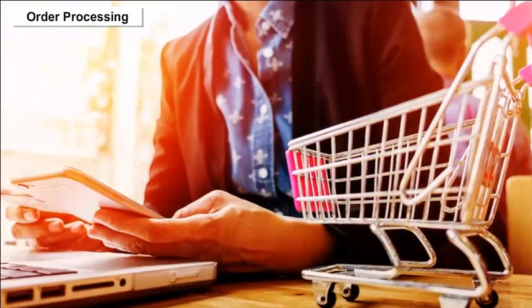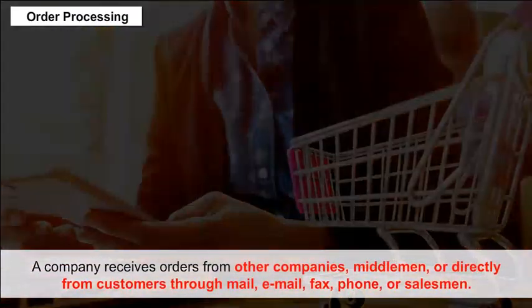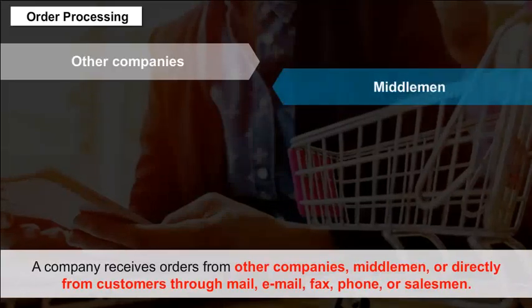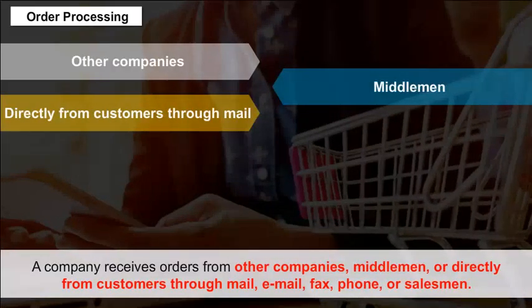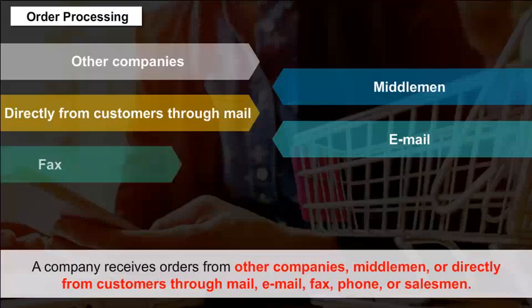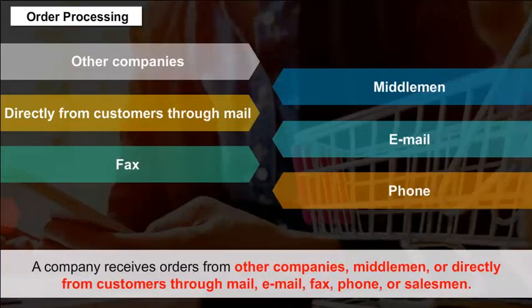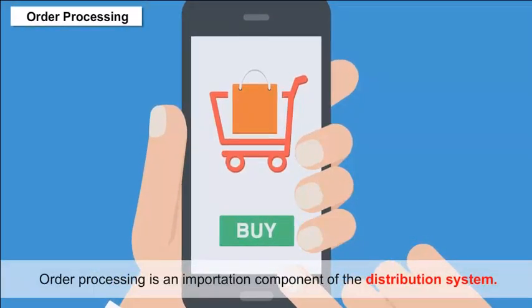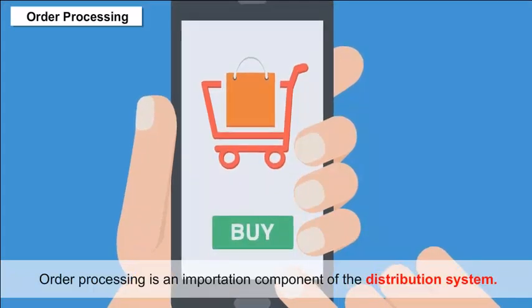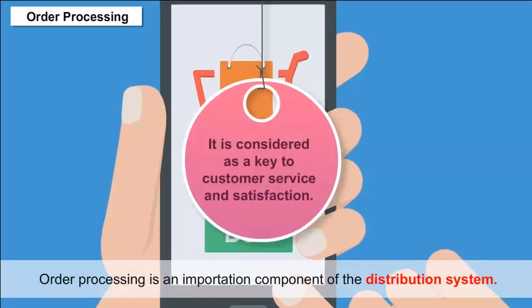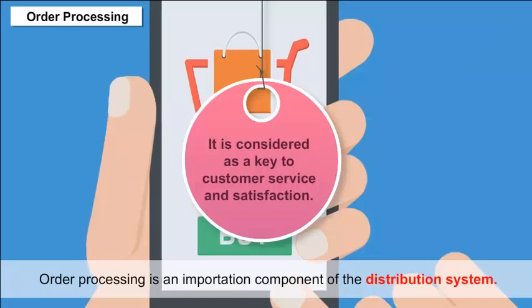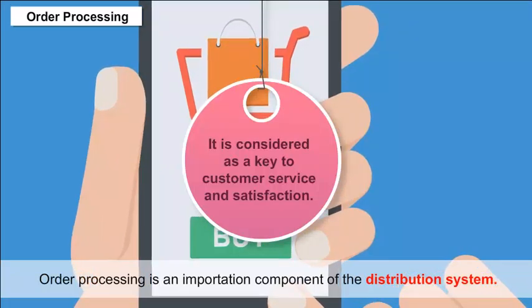Order processing. A company receives orders from other companies, middlemen, or directly from customers through mail, email, fax, phone, or salesmen. Order processing is an important component of the distribution system. It is considered as a key to customer service and satisfaction.